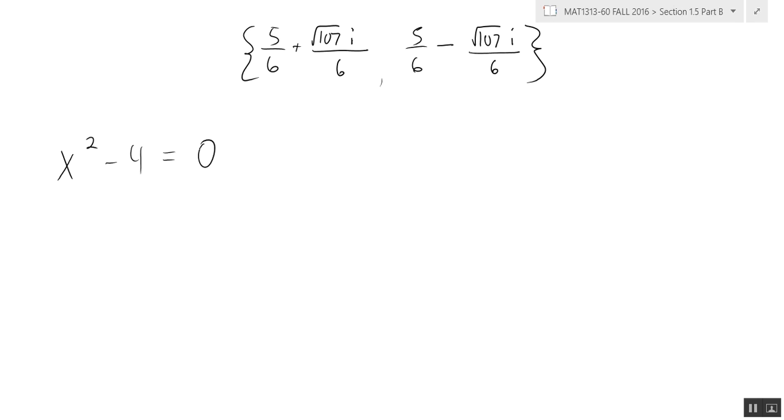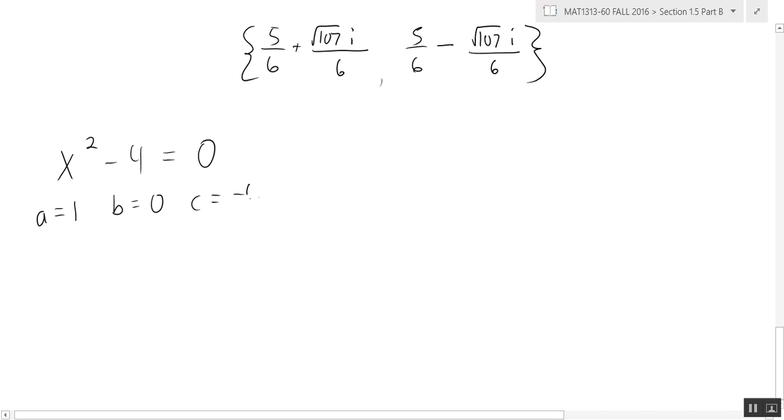If for some reason you wanted to use the quadratic formula, you would just let a equal 1. Now you don't have an x term, or just an x to the first power, so you let b equal 0 because you're missing that term. And then you would let c equal negative 4. If you plug those numbers into the quadratic formula and work it out correctly, I guarantee you'll get plus or minus 2. So if you're unsure, you could always use the quadratic formula.